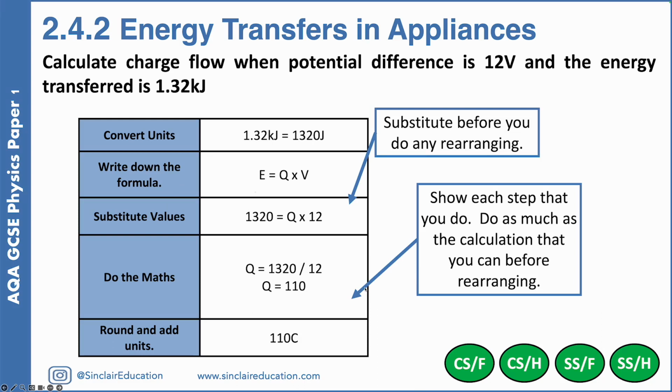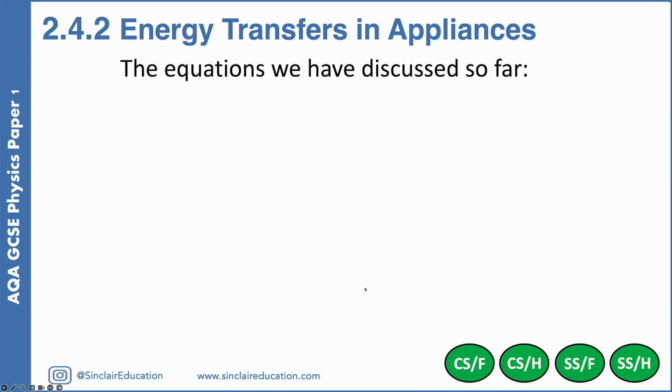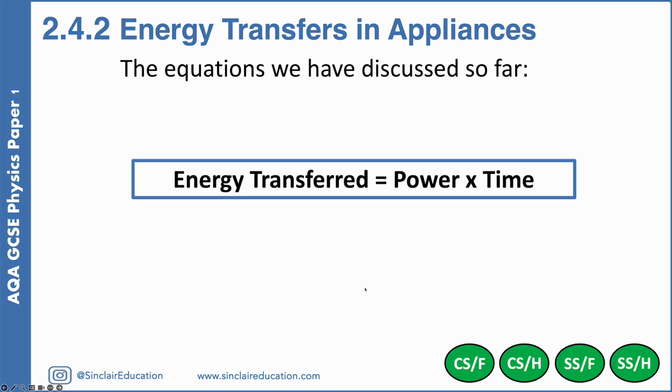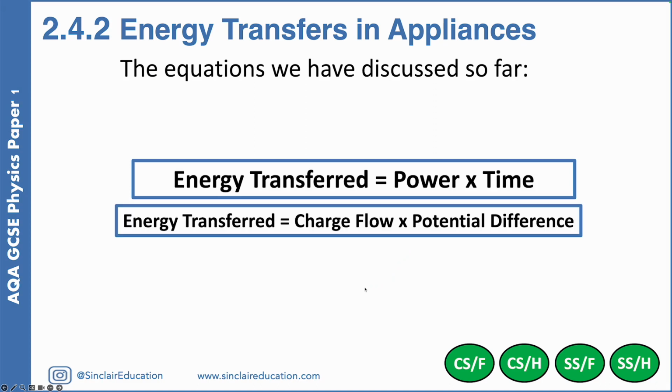So in this case, 110 coulombs. There's quite a few equations that have come up in the last few minutes. We've got energy transferred, power times time, and charge flow times potential difference.